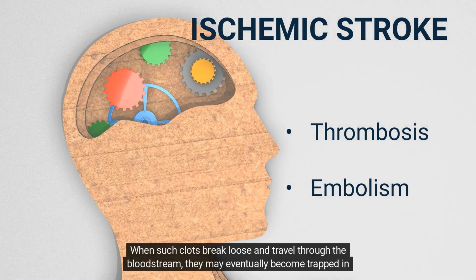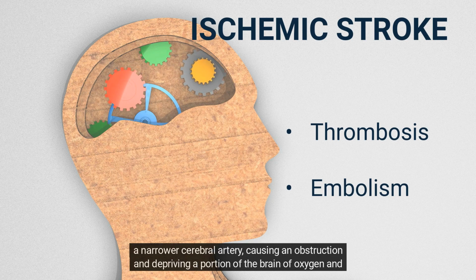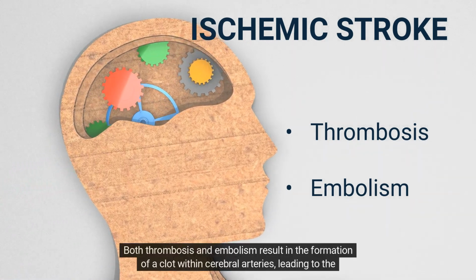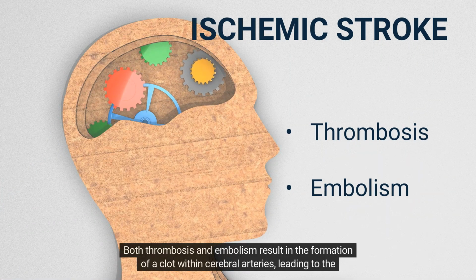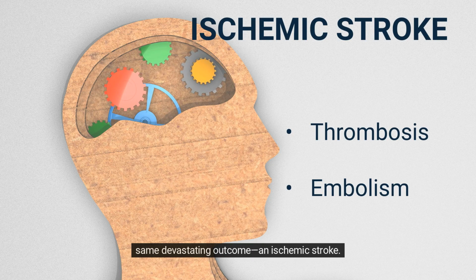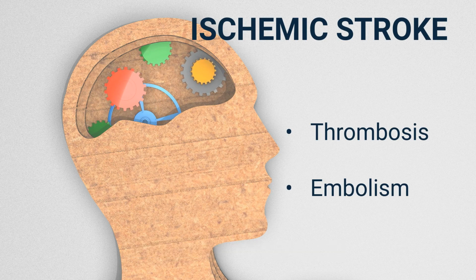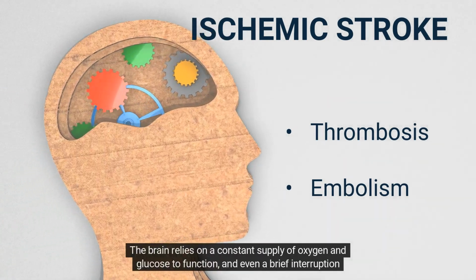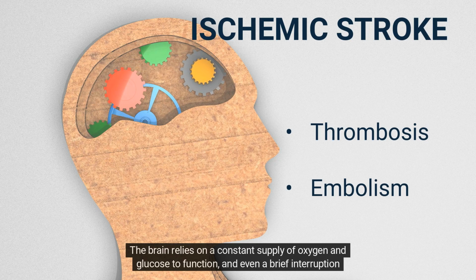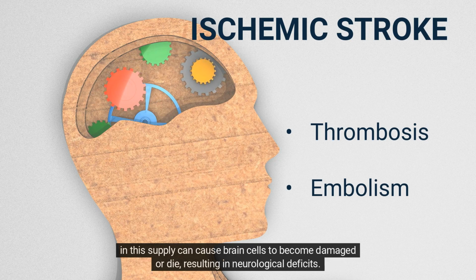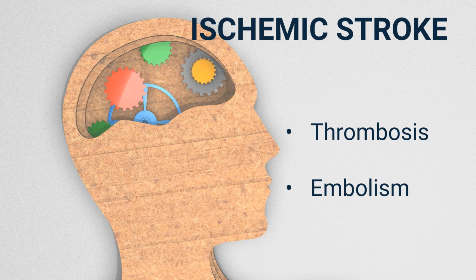When such clots break loose and travel through the bloodstream, they may eventually become trapped in a narrower cerebral artery, causing an obstruction and depriving a portion of the brain of oxygen and nutrients. Both thrombosis and embolism result in the formation of a clot within cerebral arteries, leading to the same devastating outcome: an ischemic stroke. The brain relies on a constant supply of oxygen and glucose to function, and even a brief interruption in this supply can cause brain cells to become damaged or die, resulting in neurological deficits.